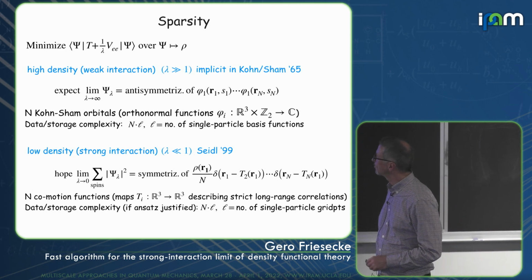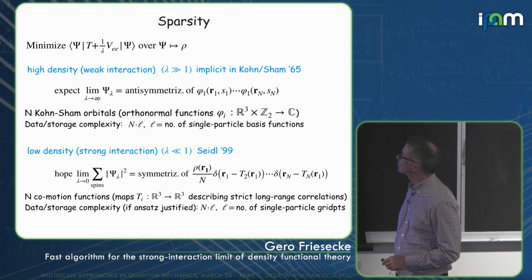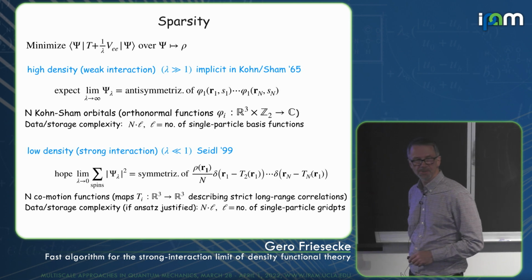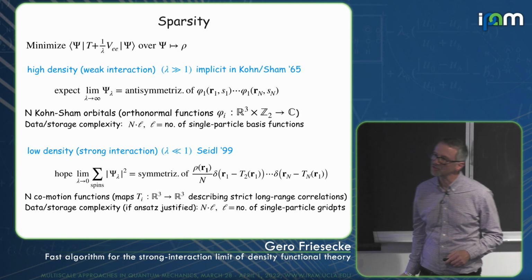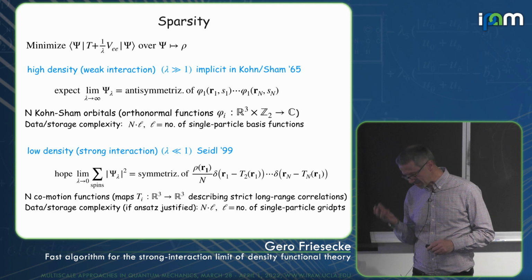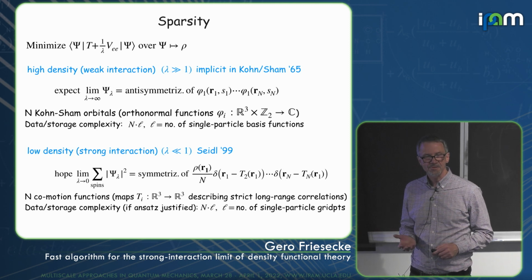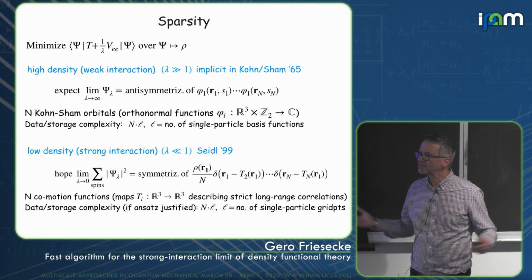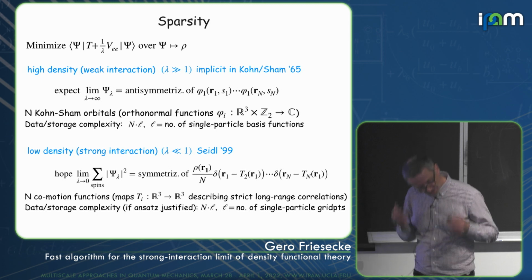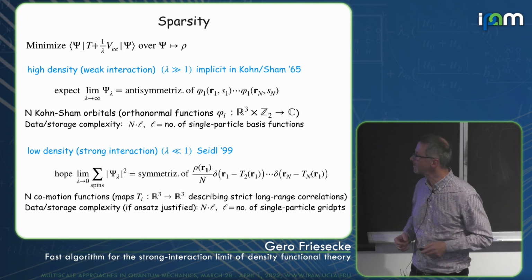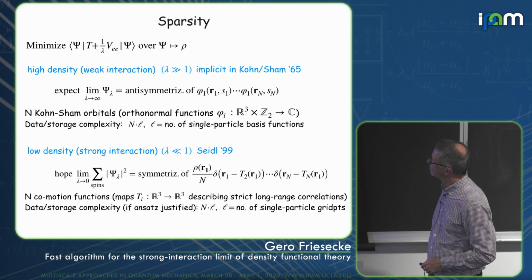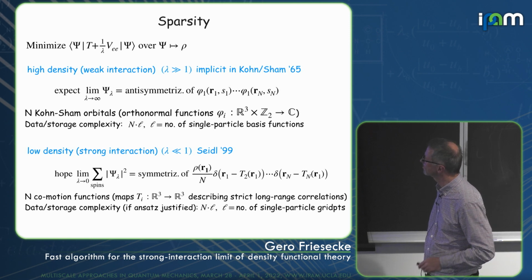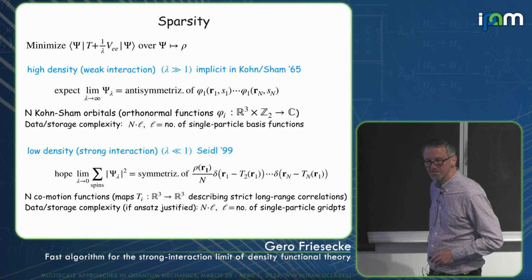Now let's go to the low density. If you do an expansion in Slater determinants and look at the full CI expansion, it's extremely highly non-sparse. You get exponentially many important contributions. So it's not a good idea to use this representation, but Mike Seidel, who was the first to introduce and study this limit, made the following beautiful observation.